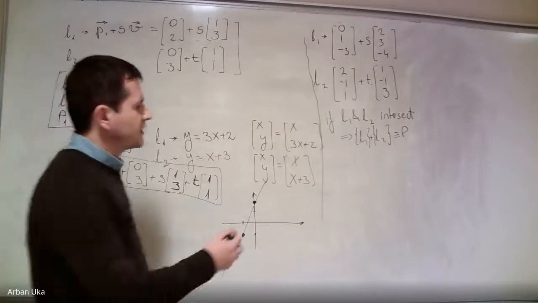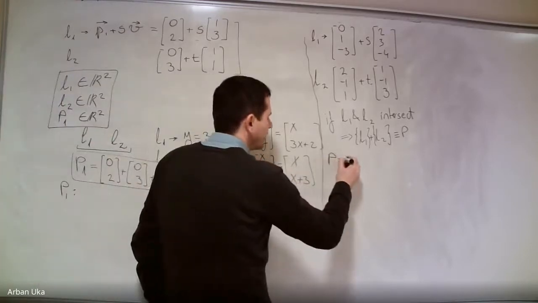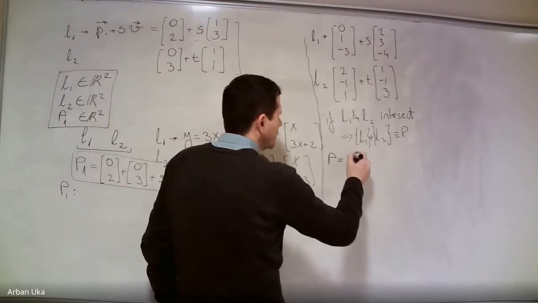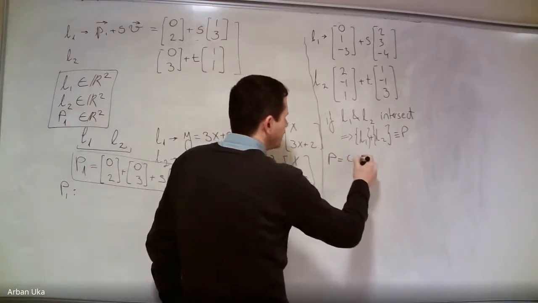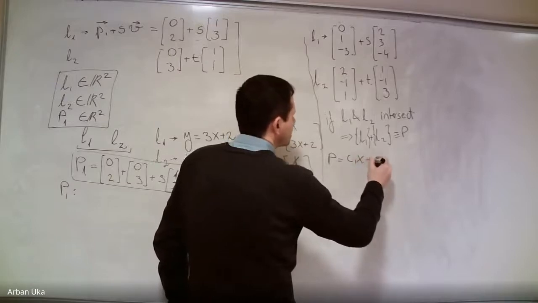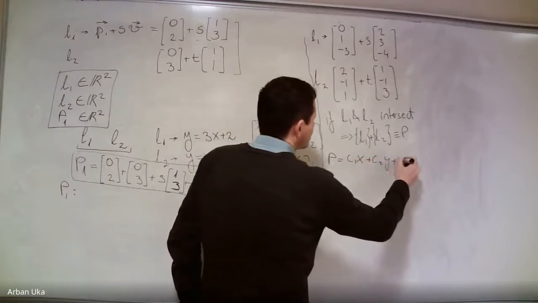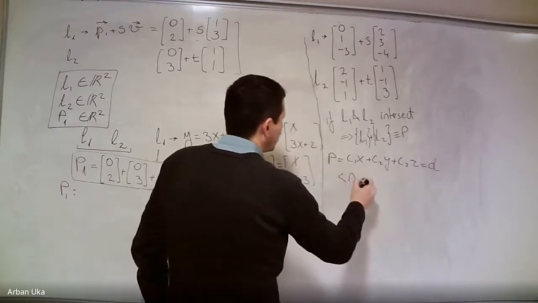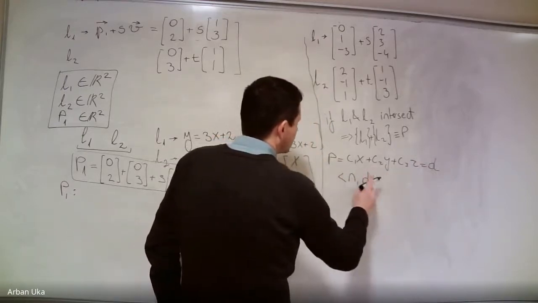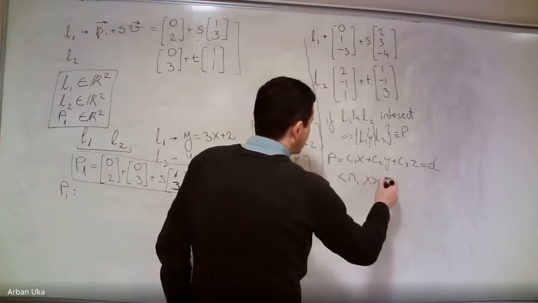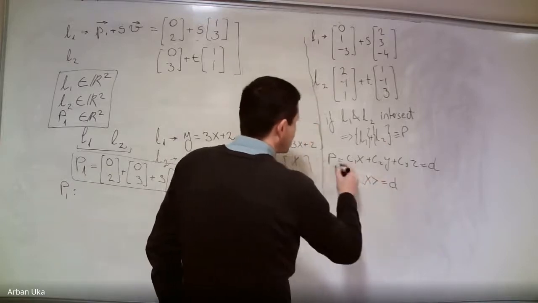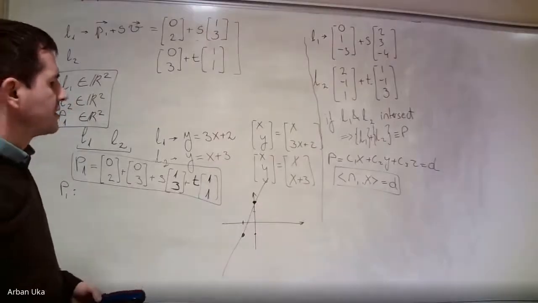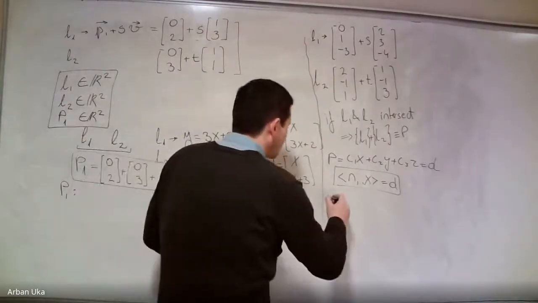What is the equation for a plane? Would you agree that the equation for a plane is written as some numbers C1x plus C2y plus C3z equal to D, or n dot x equal to D? This is the equation of the plane. Would you agree? Yes.